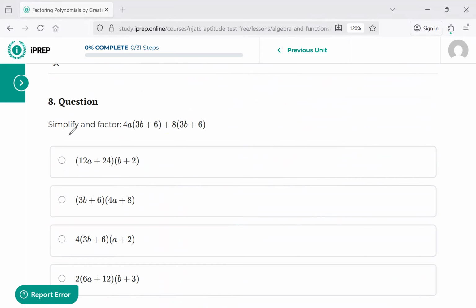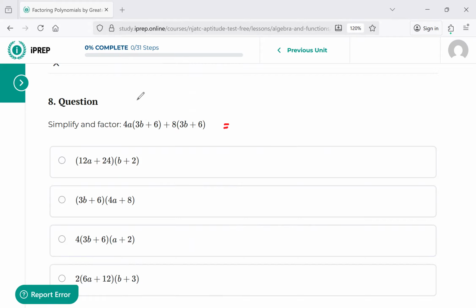Okay. Question 8. Simplify and factor. So we have 4a times 3b plus 6 plus 8 times 3b plus 6. Look, you do not have to FOIL. I know what you want to do. You're probably thinking you have to FOIL out this 4a, collect like terms, etc. You do not have to do that.